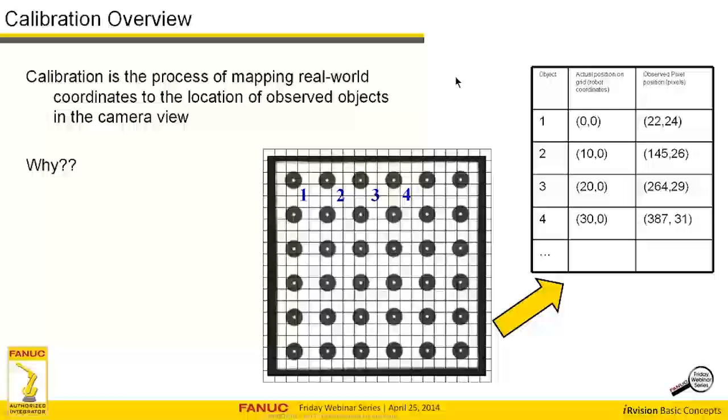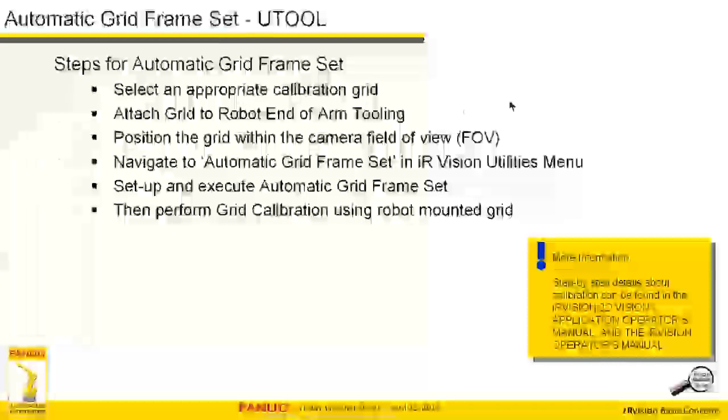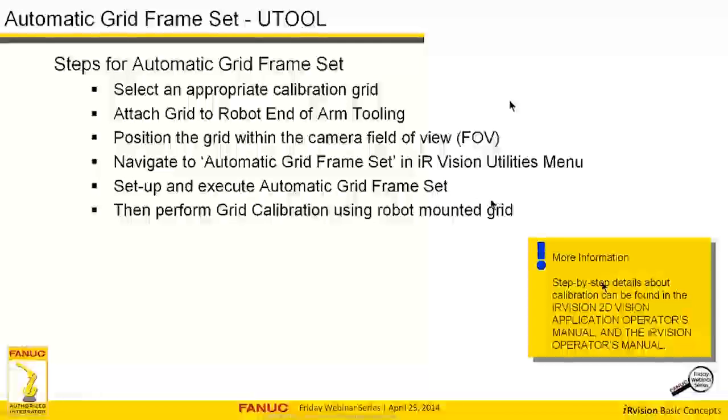The way you do that is you provide a series of data points, both pixels and corresponding millimeters, and then the software will come up with a mapping. So all you need to really do to calibrate a vision system is give it a bunch of pixel values and a bunch of corresponding millimeter values, and it'll come up with a transformation for you. There's a couple different ways to do that, one of them being automatic grid frame set. There's information about all this stuff, by the way, in our manual, specifically the application operator's manual for iRVision.